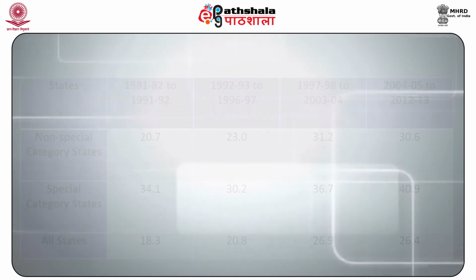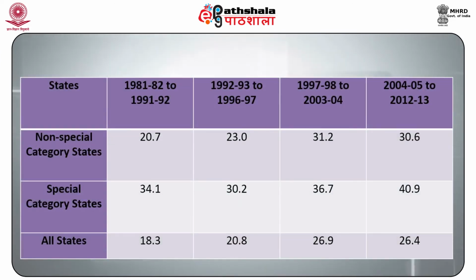Actually, the state government finances in India have exhibited signs of fiscal stress after the mid-80s. This can be observed from the table. The table shows that the average debt to GDP ratio of all the states has increased from 18.3% for the period 1980-81 to 20.8% during the period 1992-93 to 1996-97. The period from 1997-98 to 2003-04 witnessed a sharp increase in this ratio, which reached 26.9%. But it declined to 26.4% during the period 2004-05 to 2012-13.